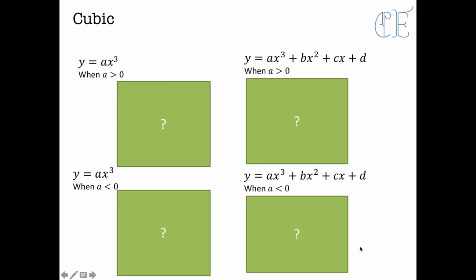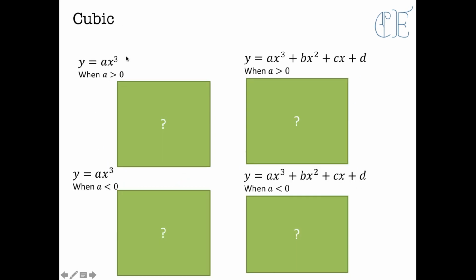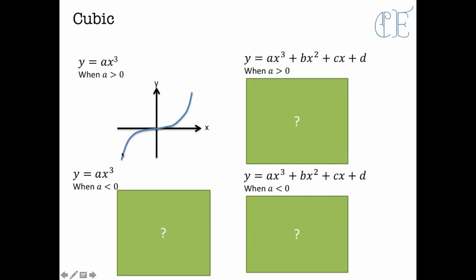The third type of graph that we're going to look at is a cubic graph. With a cubic graph, it's anything with a cubed in it. So, just like a quadratic graph was anything with a squared in it, okay, a cubic graph is anything with a cubed in it. So in this case, we just have a number in front of x with a cubed, and a is bigger than 0, meaning that the number in front of x is bigger than 0. It's not a negative. In that case, you'll get a graph that looks a little bit like this.